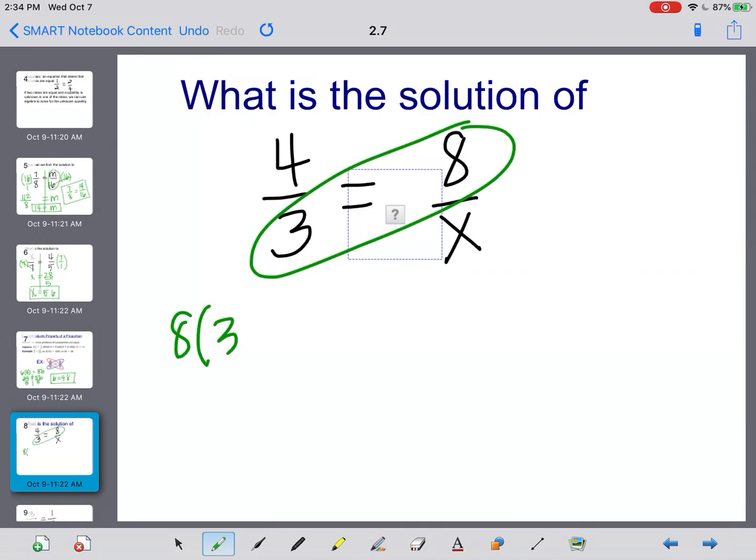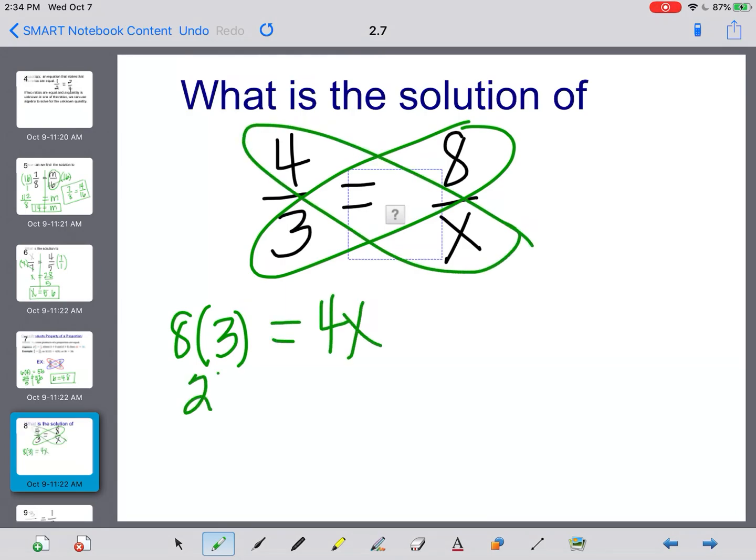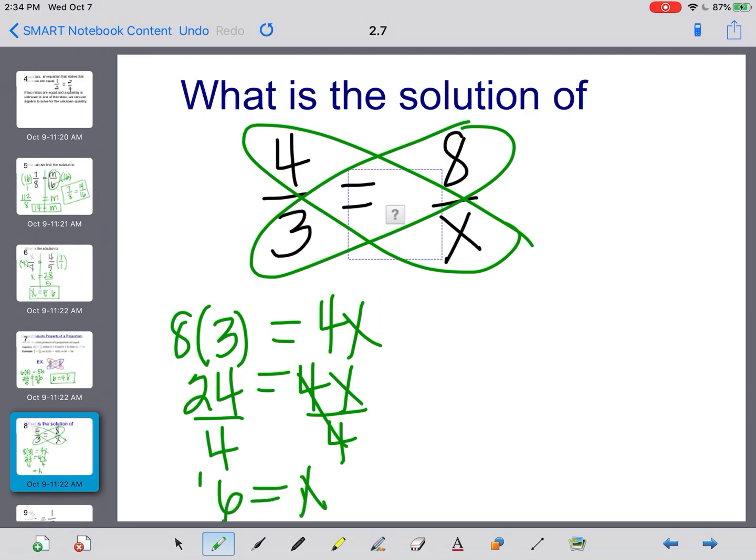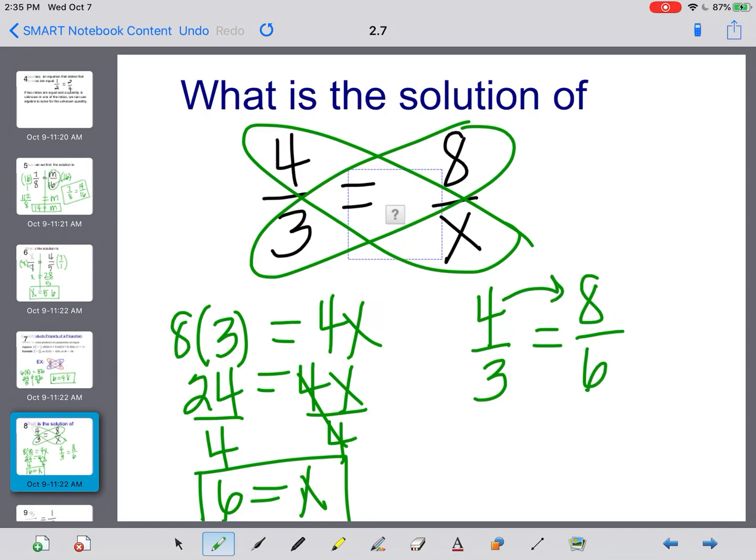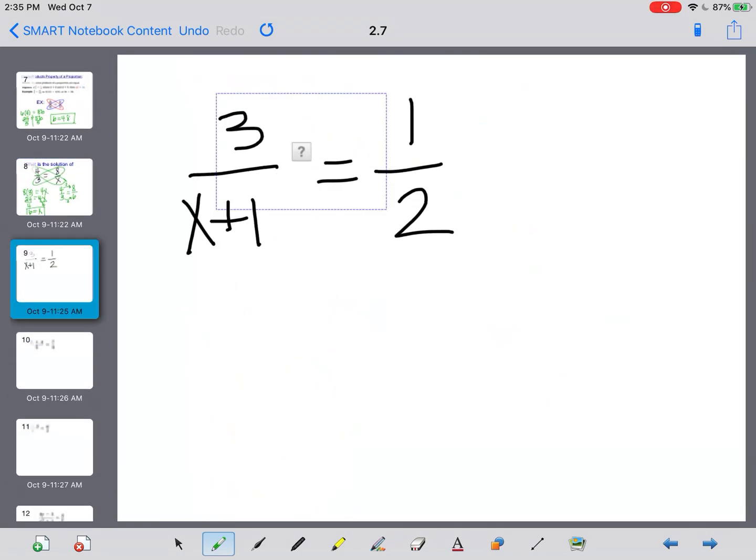All right, let's use our new cross products property to solve for x in this case. 8 times 3 has to be equal to 4 times x. 8 times 3 is 24. And then I just need to divide by 4 to get that x by itself, and I find out that x is equal to 6. And that should make sense, so that means I have 4/3 equals 8/6. And if I multiply this by 2 and this by 2, I get the second proportion.